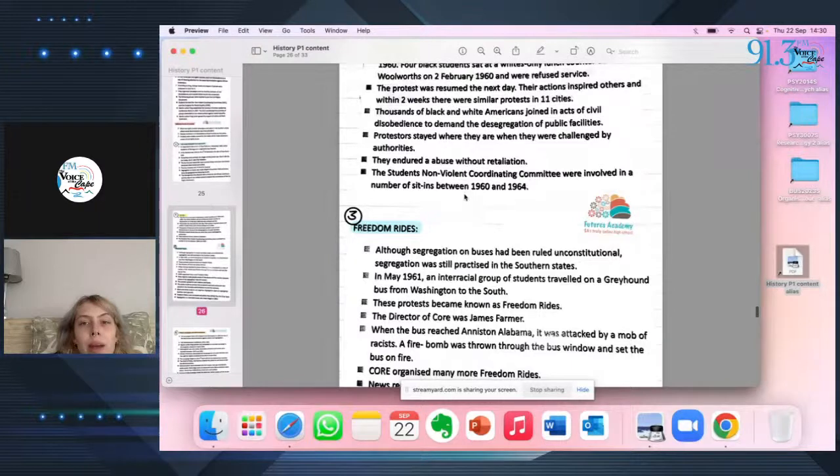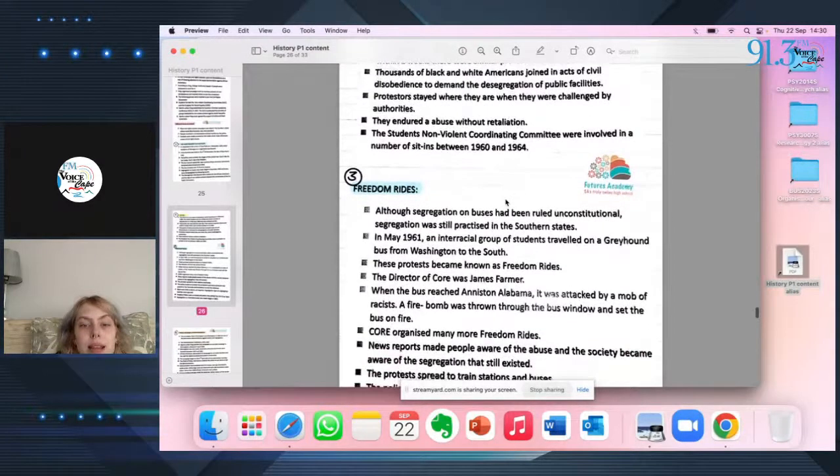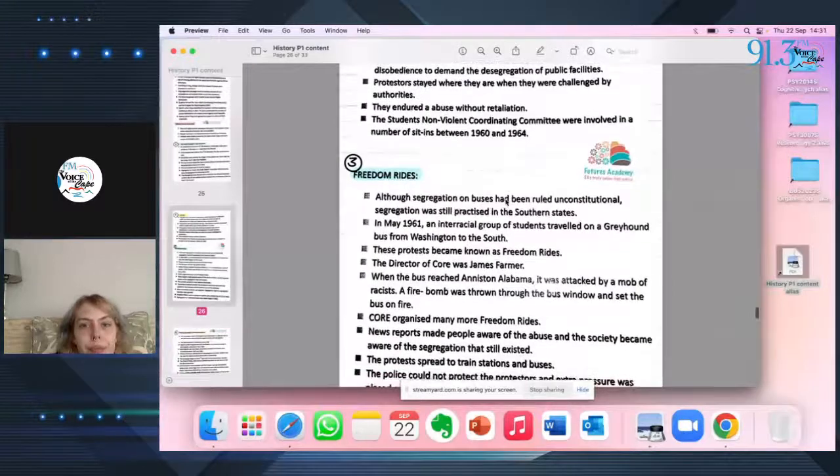Thousands of Black and white Americans joined in acts of civil disobedience to demand the desegregation of public facilities. Protesters stayed where they were when challenged by authorities and endured abuse without retaliation, so without fighting back. The Student Nonviolent Coordinating Committee were involved in a number of sit-ins between 1960 and 1964.